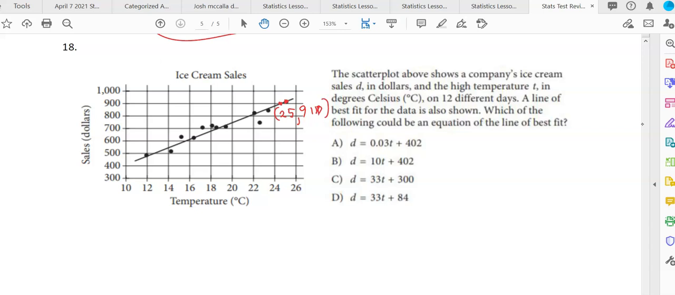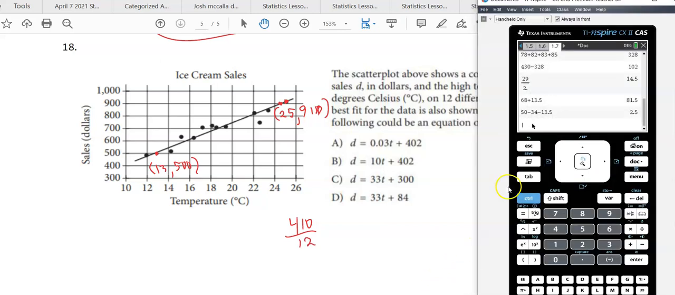And let's pick a point down here. Let's say 13, comma 500. So 910 minus 500 is 410, divided by 25 minus 13, which is 12. Let's see. 410 divided by 12. So around 34. Okay, so it's definitely one of those. It's positive.